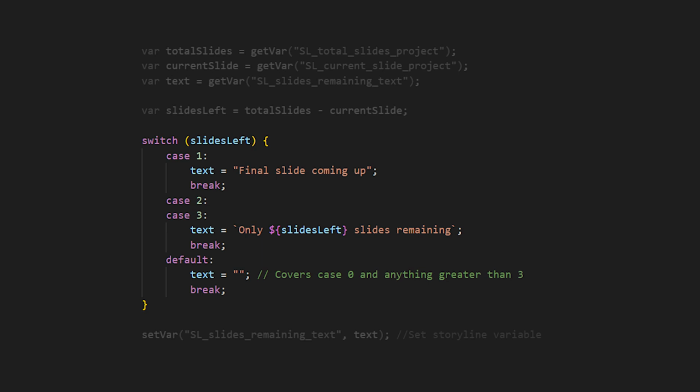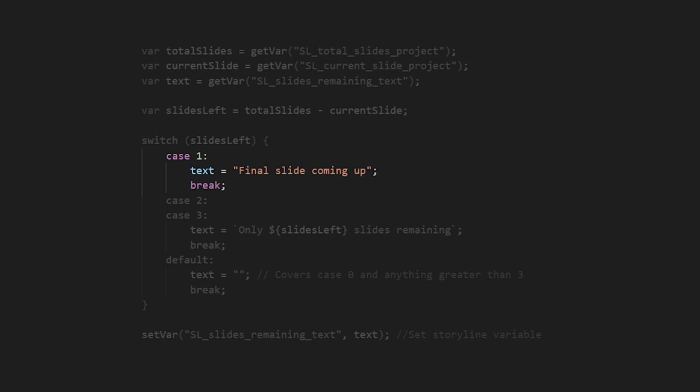And this is how it reads. If we have 2 or 3 slides left, I have this message here saying there are only 2 slides remaining or only 3 slides remaining, depending on what value my slides left variable has here. So this is a very scalable approach in the event you want to add more cases to the switch statement.